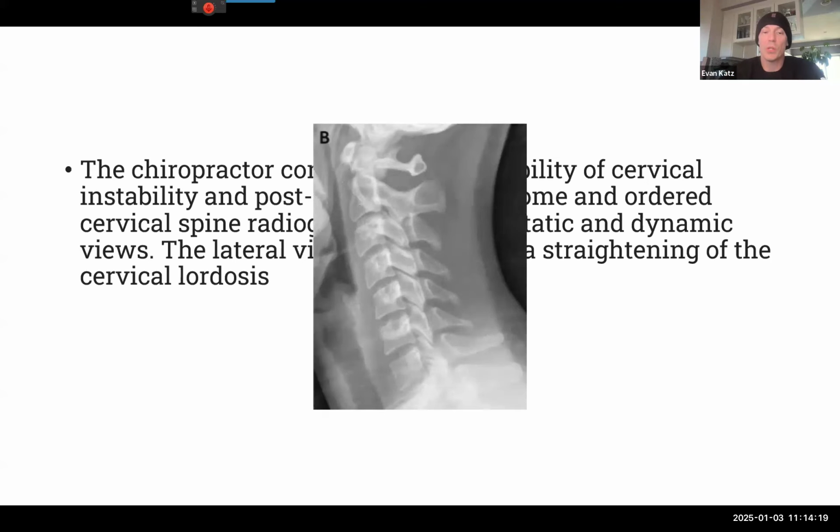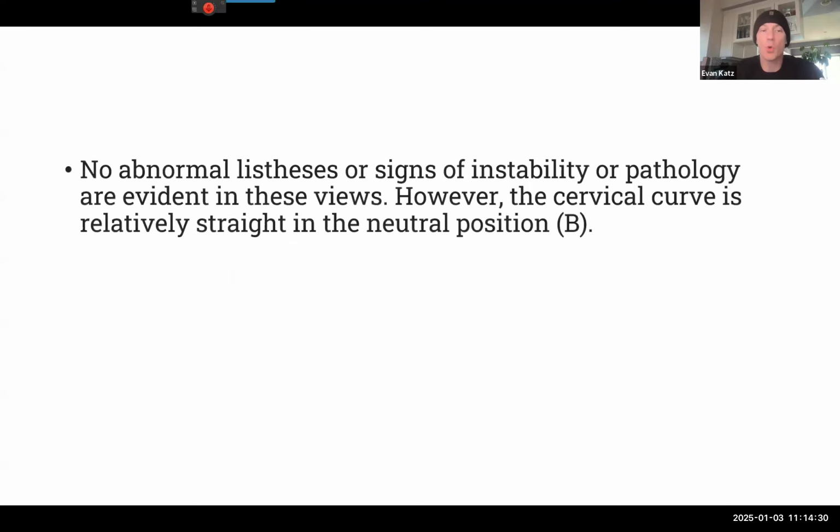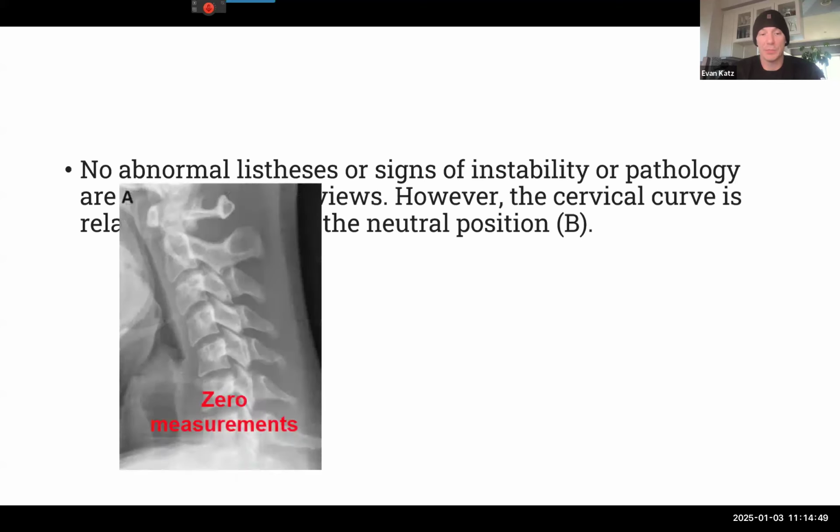From their paper, they said there was a loss of the cervical curve. Now, straightening or loss of the curve doesn't mean anything unless you actually measure it. You can't eyeball it, because then it's just subjective. The same thing here, they mentioned that there's no abnormal listhesis, which is a slippage of the vertebra or sign of instability. Now, instability on flexion extension, you're looking at the anterior and posterior column, and you're looking at angulation and translation. But they did mention in the paper that the curve is relatively straight. I don't know what relatively straight means.